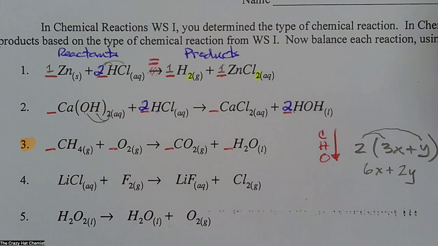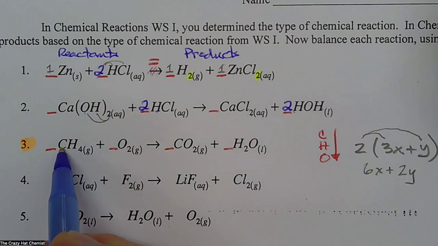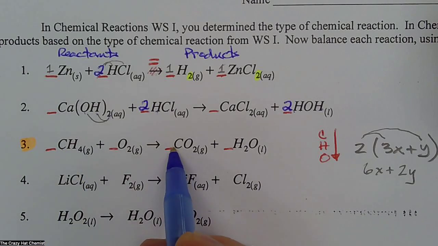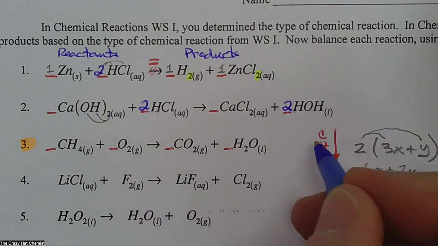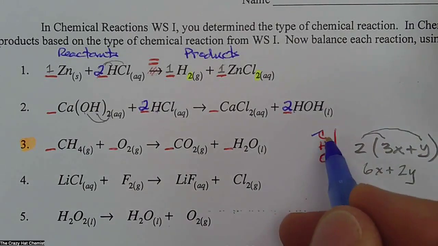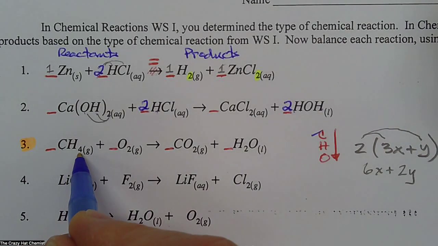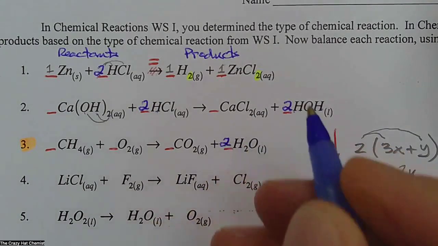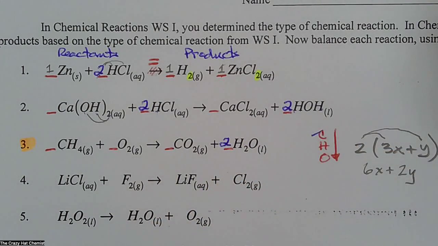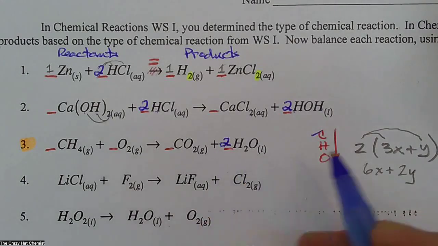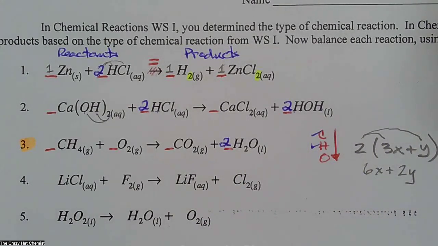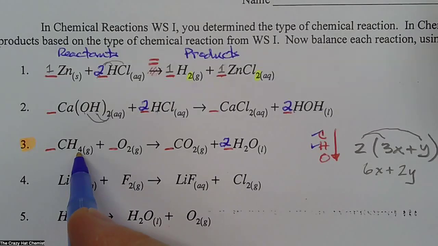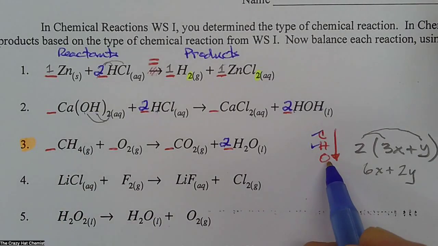So how many carbons on the reactant side? 1. How many on the product side? 1. Then check, the carbons are balanced. Hydrogens: 4 hydrogens on the reactant side, 2 on the product side. So I'm going to place a 2 right here, a stoichiometric coefficient, in front of the water. That will be 2 times 2, that's 4 hydrogens on the product side to match the 4 on the reactant side. The next one, we are going to balance the number of oxygens.